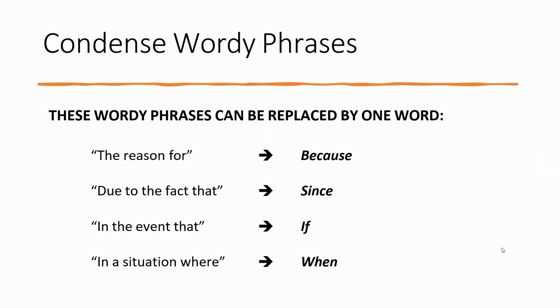The reason for, change that to simply because. Due to the fact that becomes since. In the event that, simply if. In a situation where, change that to when. Okay, and then look at that last example, you have gotten rid of 3 words. And you've made your sentence more powerful to begin with because you're saying when this happens. Much better.